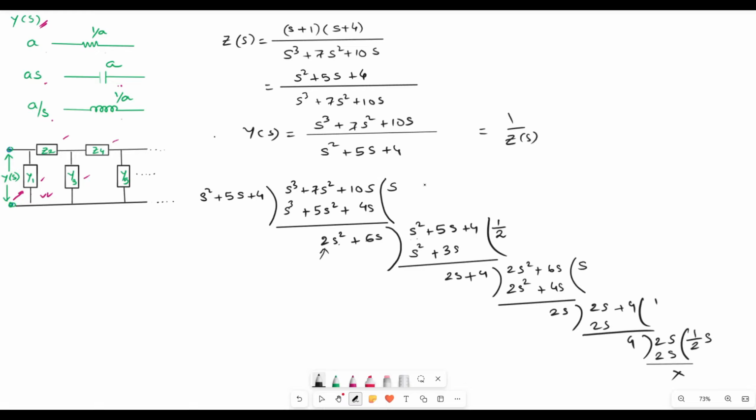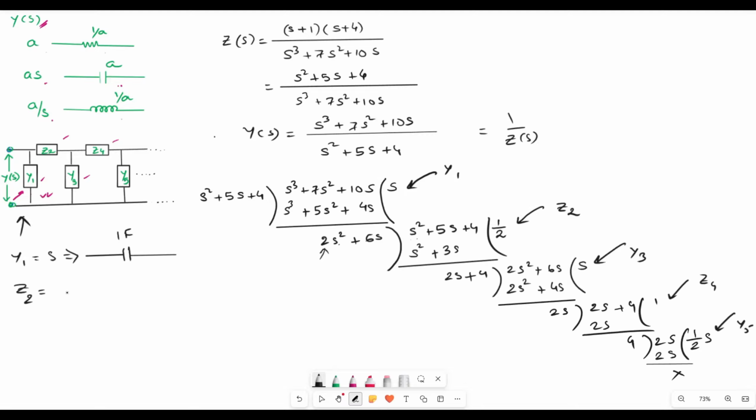So what we get here, the first element will be y1. Second element is z2. Third element is y3. Fourth is z4. And this is the fifth, which is y5. And we know this is our circuitry. Now let's see what these values are. So for y1, it is S. So S represents AS, so we have here a capacitor with the value of A, and the value is 1. So this is 1 farad.